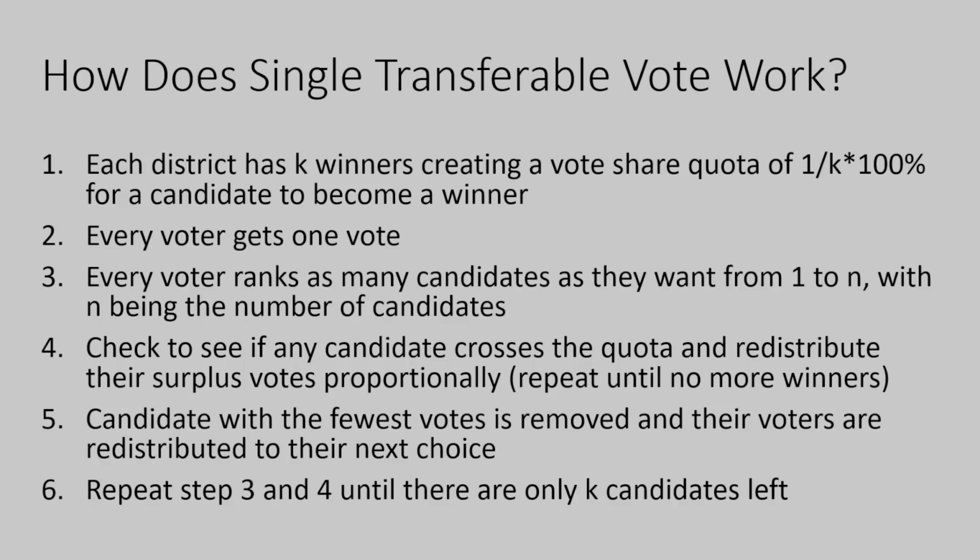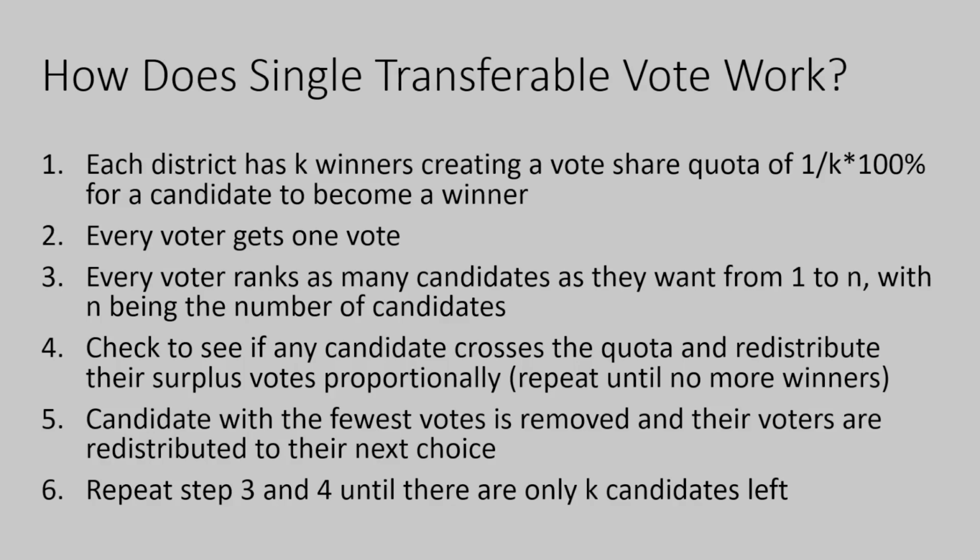So each district has K winners. Typically 5 is the rule of thumb. Sometimes people can go as low as 3 and as high as 7. The generally accepted idea is you want to have 5 as the best compromise, because if it's too small, it becomes very vulnerable to gerrymandering, which is one of the purposes of single transferable vote, to mitigate the vulnerability to gerrymandering.